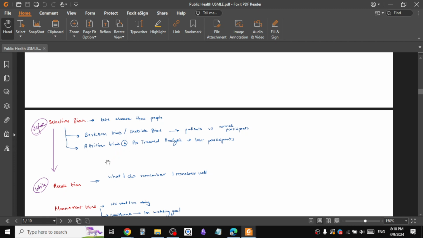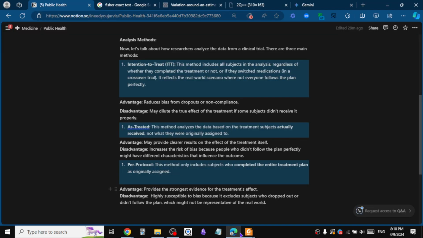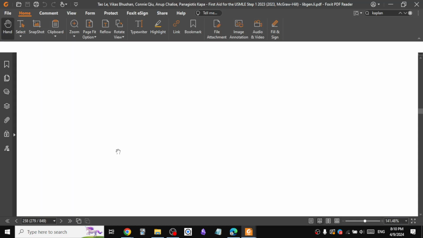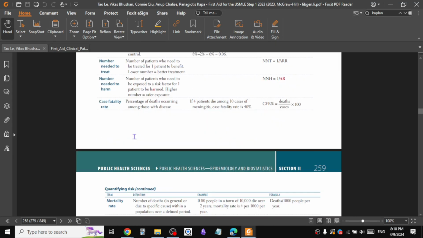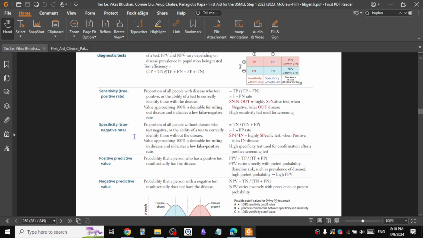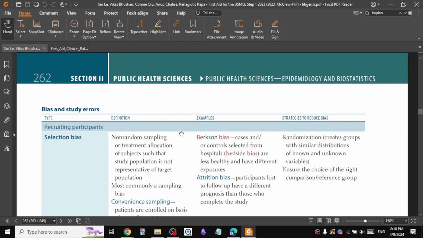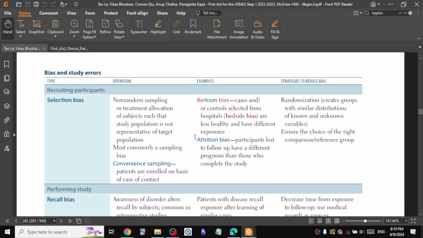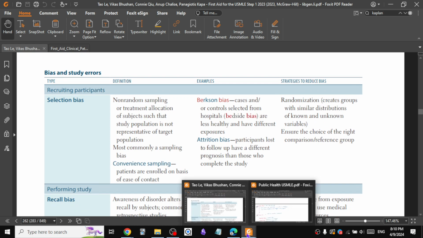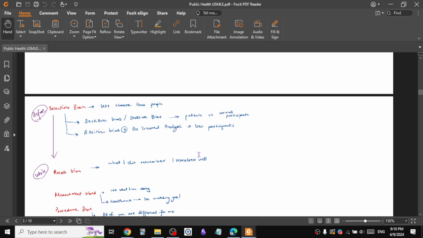All right, so let me open up the First Aid page. You see selection bias, and this makes sense, right? If I pick everyone who I feel should be in the study, the study is not credible. So selection bias means we choose the people we want.